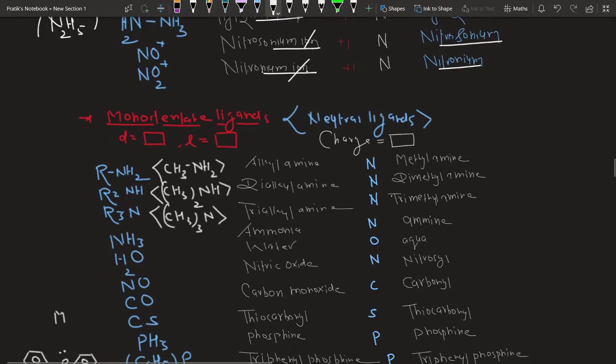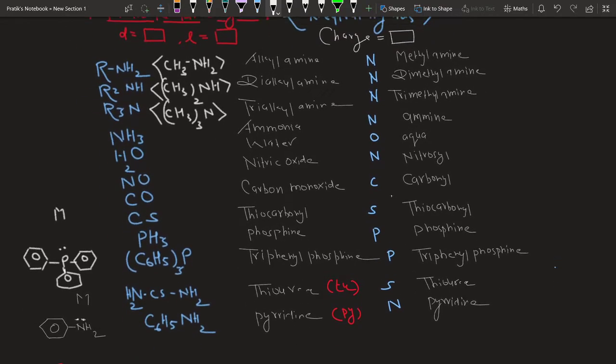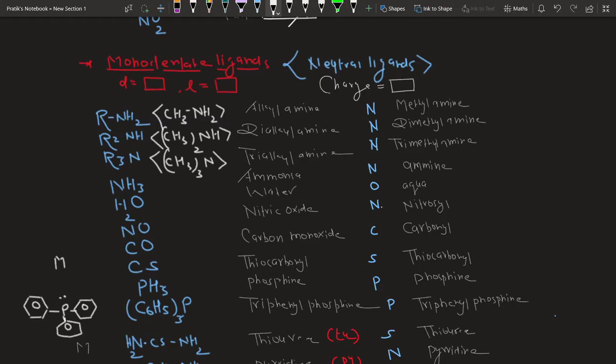There are so many ligands, students, which act as neutral, meaning without any charge. Again, these neutral ligands have denticity 1 or ligancy 1, meaning all these form only one coordinate bond. For example, RNH2 is called alkyl amine. Students, please remember, whenever we are writing any organic compound, alkyl or aryl amine, there is always a single n. But when you are writing NH3, it is a special ligand where we are using double n.